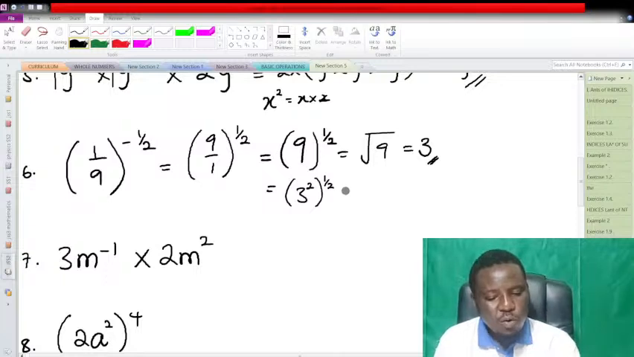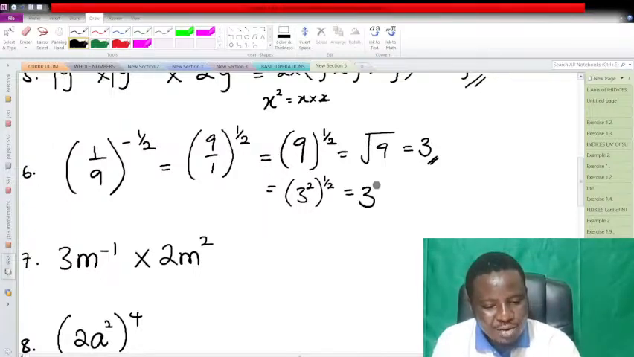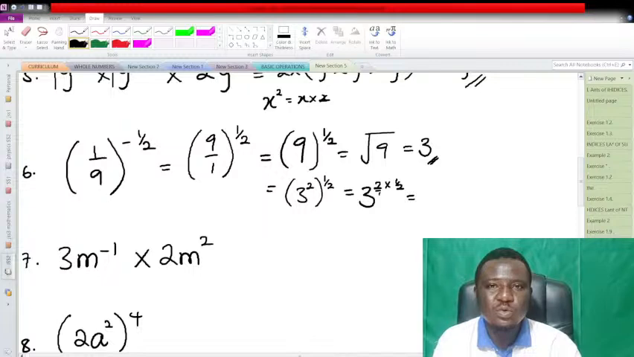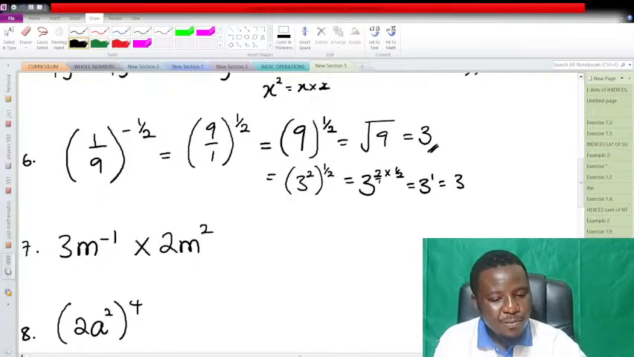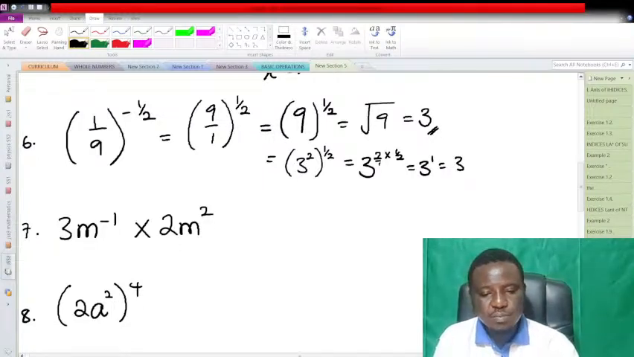Good. Now, remember the power law, the multiplication law of indices, that you multiply the powers, so that this now becomes 3 raised to the power of 2 times 1 over 2. This is over 1. So this is equal to half times 2 is 1. So this is 3 raised to the power of 1, which is the same thing as 3. So that shows you that half as a power simply means square root.